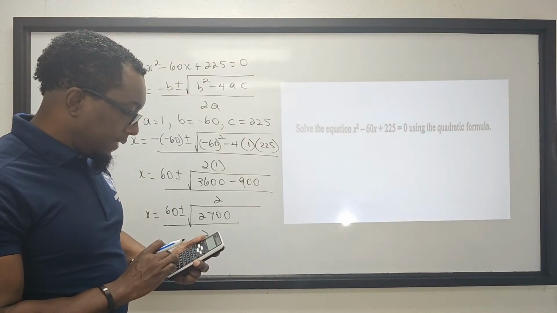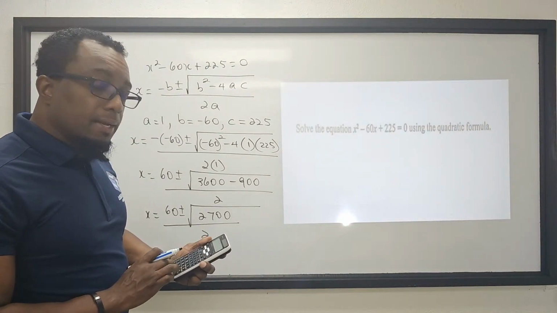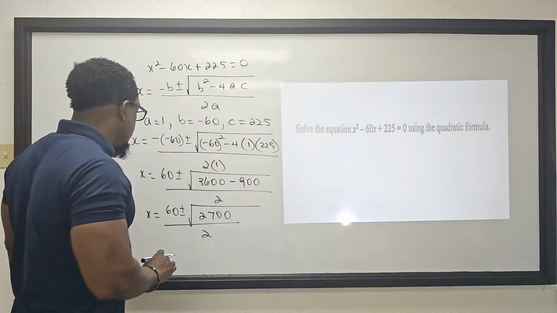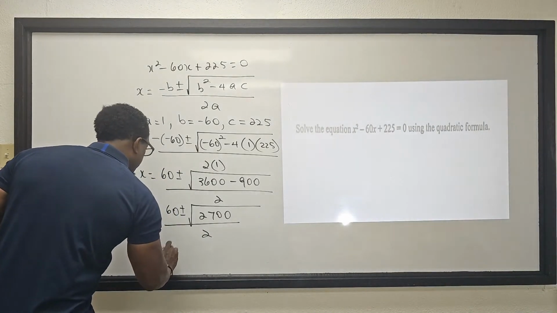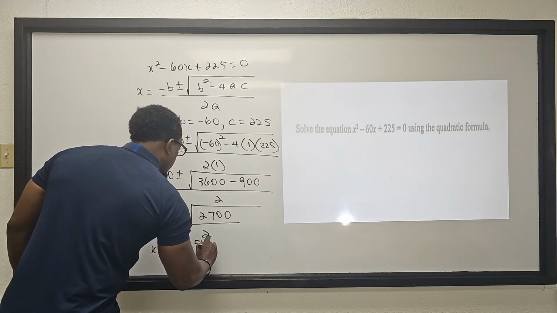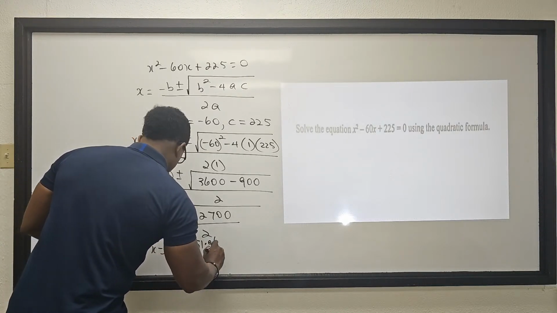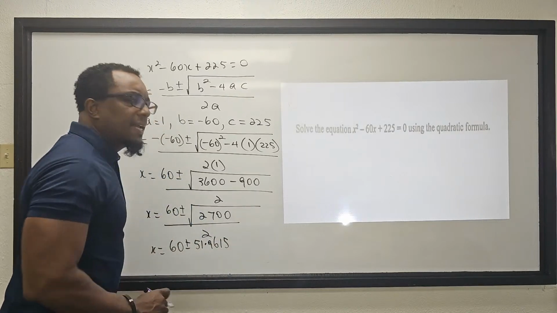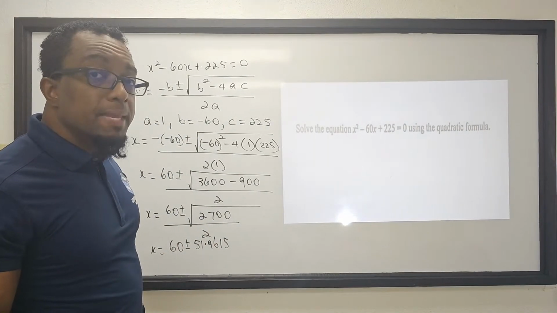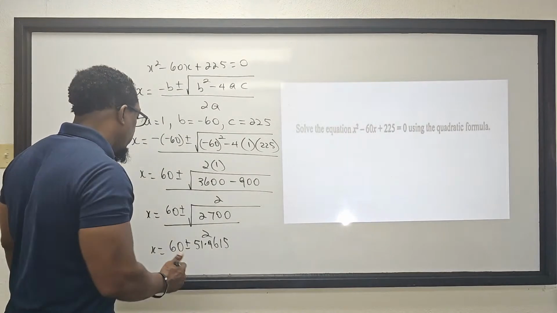So this will be second function, square root symbol 2,700. And I'm going to get here x is equal to 60 plus or minus 51.9615. And I would advise take about 4 places after the point because it will help you to get a better approximation to your answer. All over 2.